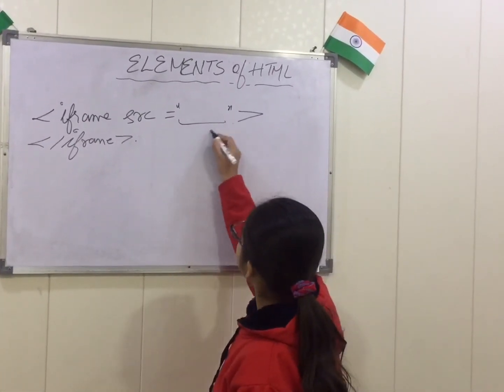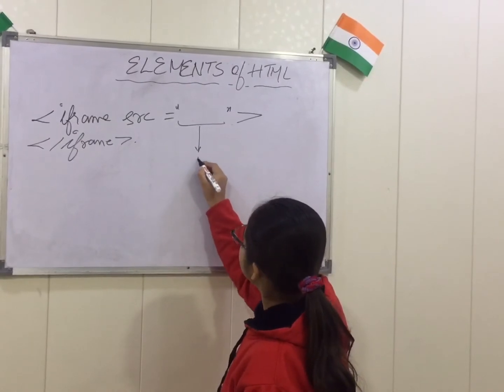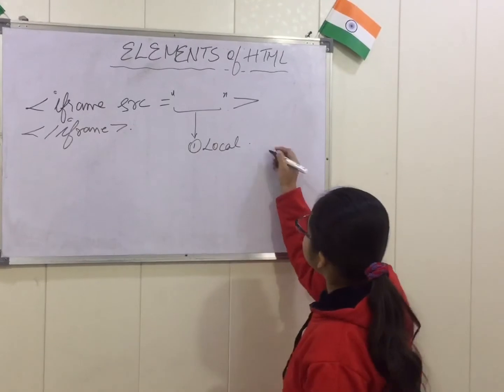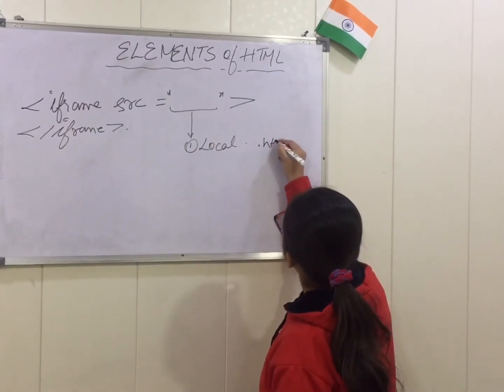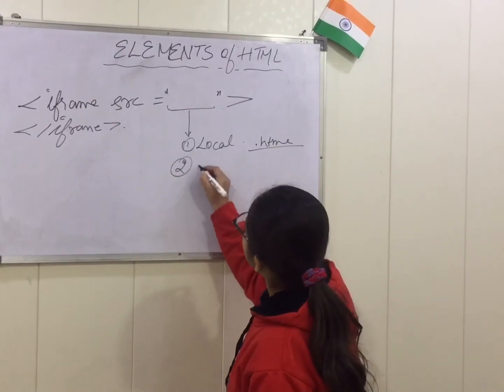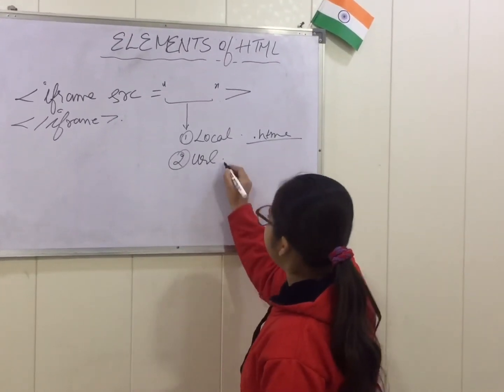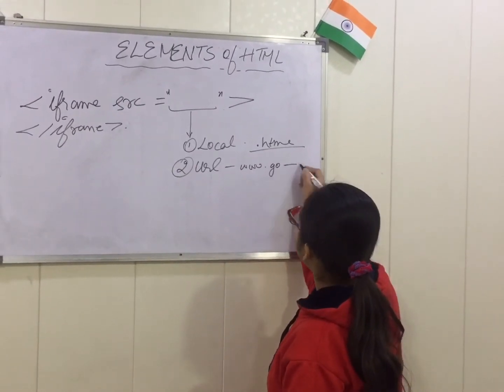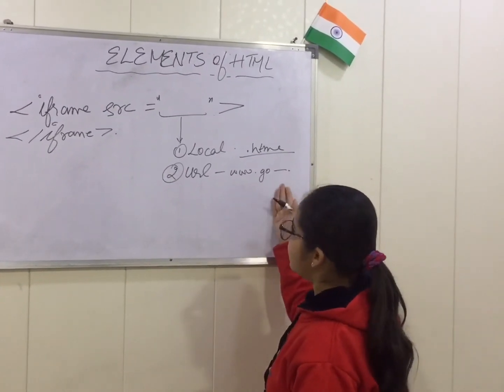The source can be of two types. First is a local page, made with the extension .html or any other file. The second is generated from a URL, like www.google.com or any other site, or a YouTube site also.